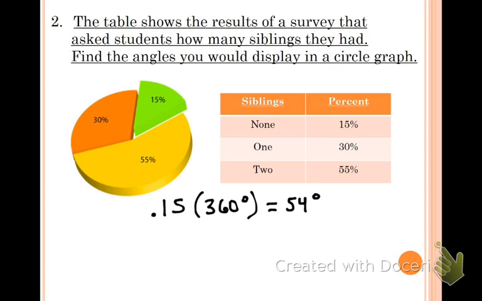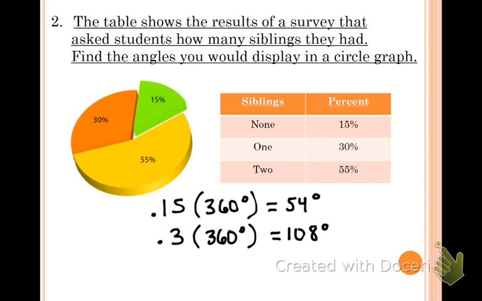If you have one sibling, what is our percent? 30%. Change it to a decimal. 0.30 or 0.3, either one. Every single time you'll multiply it times the total, which is 360. And how many degrees is that? 108 degrees. Let's go on to the final one.